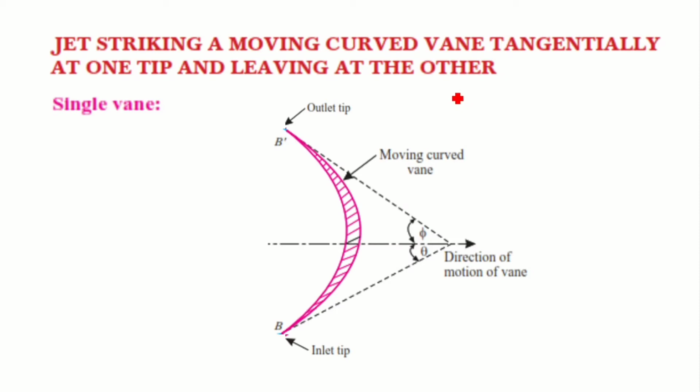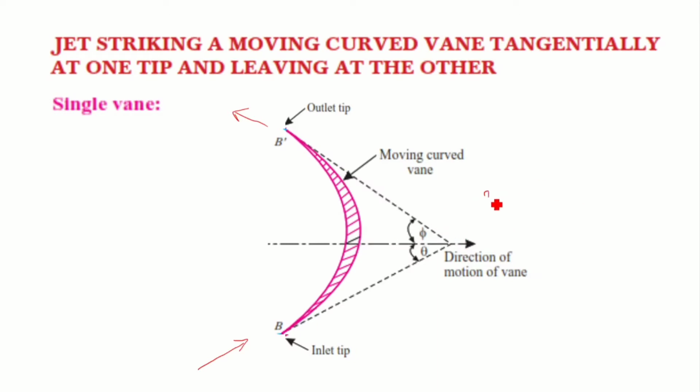Discussion of impact of a jet. So in this section, we are discussing a curved vane. Here the curved vane is unsymmetrical. That is, the inlet tip angle is theta and the outlet tip angle is phi. So the condition is that the jet strikes the moving curved vane tangentially at one end. The jet strikes at one end and leaves at the other end, and the tip angles are different.